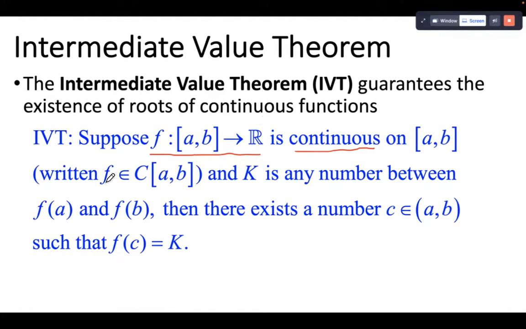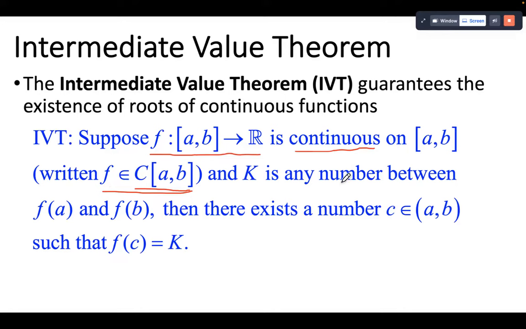Our book writes that assumption in this way. What's that? The function f is an element of this set. What's that set? This is standard notation for the set of all such functions, continuous, defined on the closed interval from A to B. f is an element of that set. f is a function that's continuous on the entire closed interval from A to B. That's the notation our textbook uses.